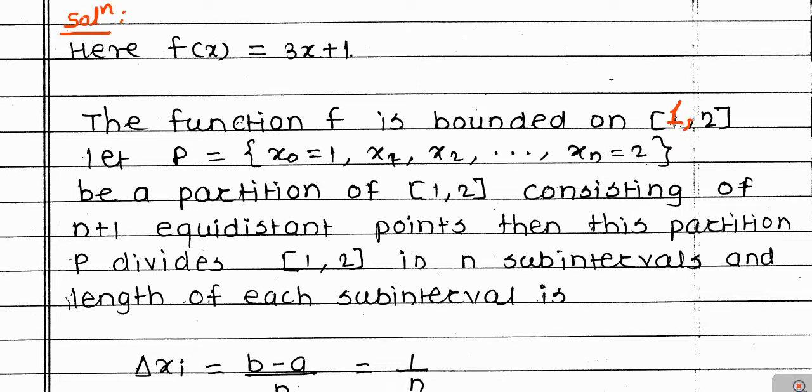Next, let us consider a partition of the closed interval 1 to 2 consisting of n plus 1 points, which means that we will get n subintervals. Let P, which is equal to the set consisting of the points x0, which is equal to a, the left endpoint, means 1, comma x1, comma x2, continued up to xn, which is equal to the right endpoint of the interval, that is 2.